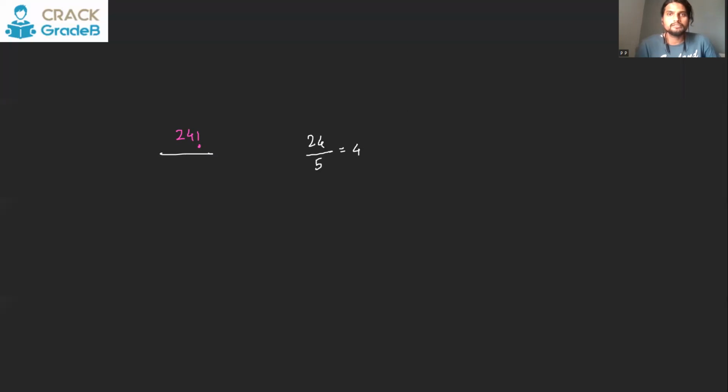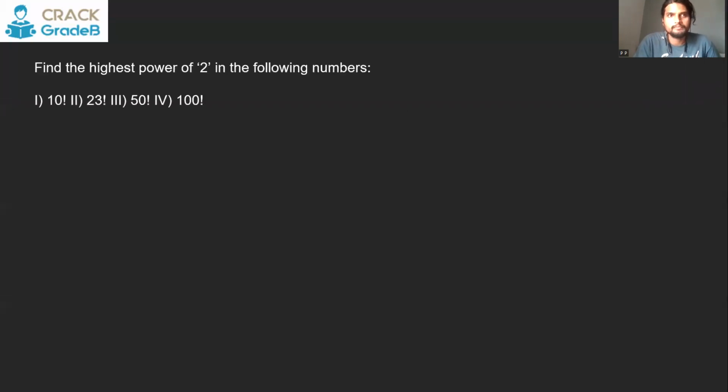Let's see some questions based on this. You have to find the highest power of 2 in the following. Highest power of 2 means the number of 2s basically. So 10 factorial: you divide 10 by 2, the quotient is 5. You divide 5 by 2, the quotient is 2. So the total number of 2s will be 5 plus 2, that is 7.